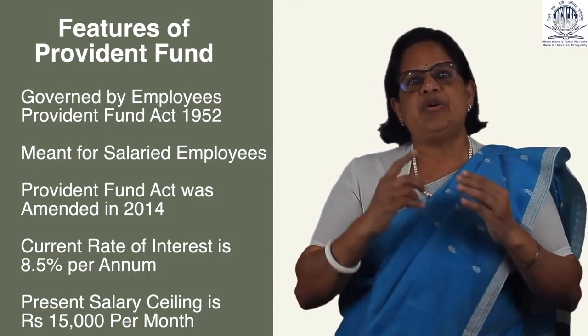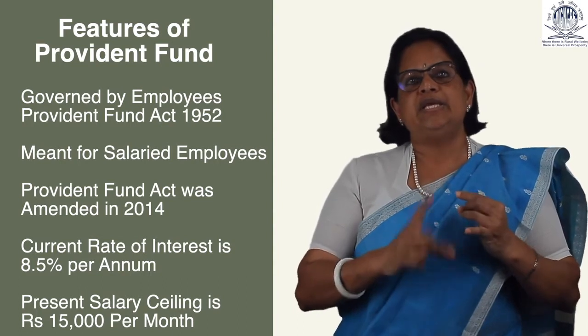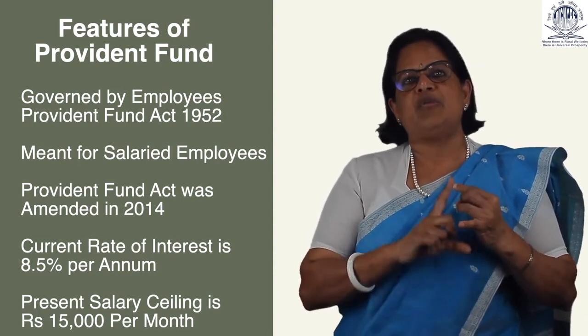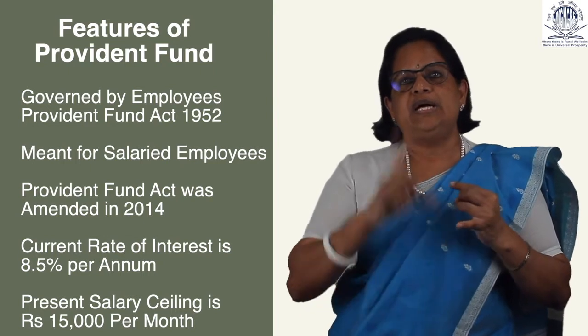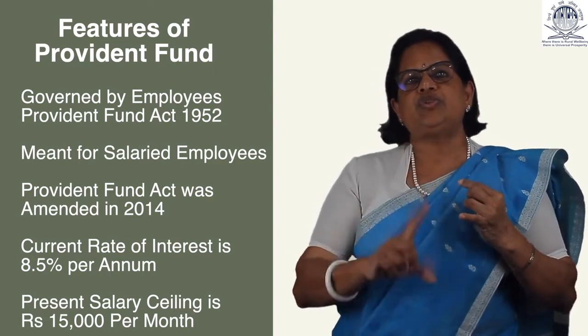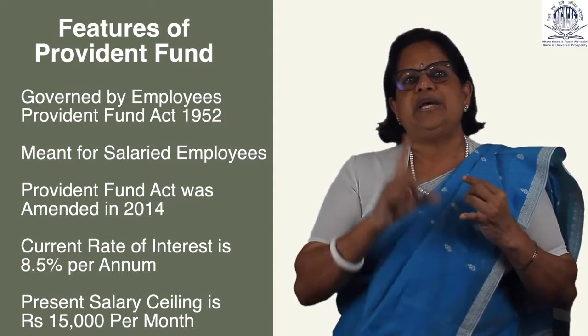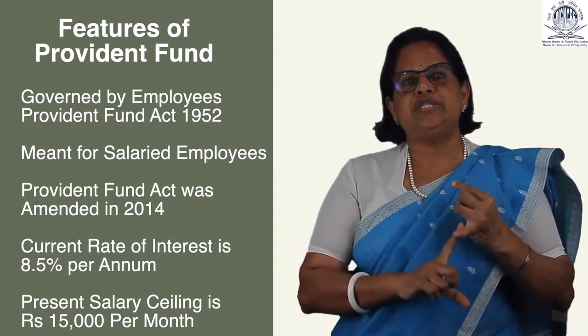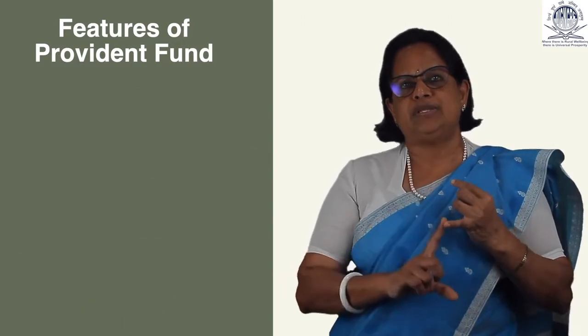The next feature is about the salary ceiling, that is, the cut-off salary to deduct Provident Fund contributions. Earlier it was rupees 6,500 per month. Now it is rupees 15,000 per month, and there is a proposal to increase this to rupees 21,000 per month.